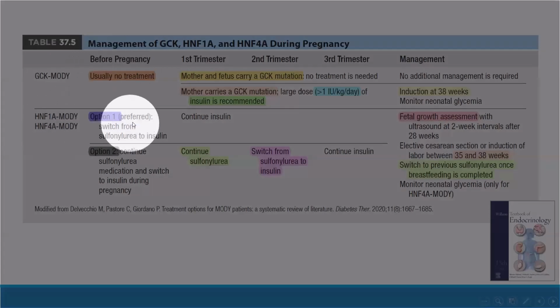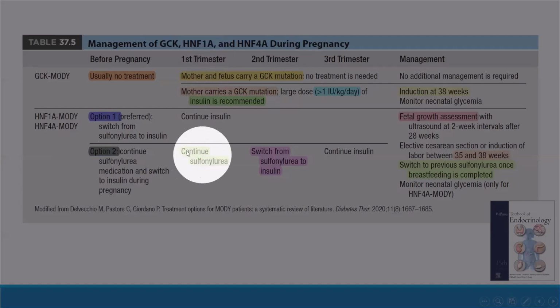Before the pregnancy, we have two different options. Option 1, switch from sulfonylurea to insulin, which is preferred. Option 2, we can continue glipizide until the pregnancy and switch to insulin during the pregnancy. This is insulin shifting only during the pregnancy, and this option is less common.